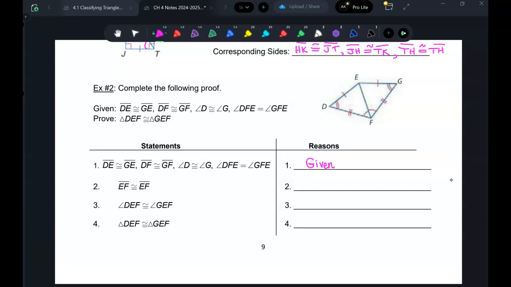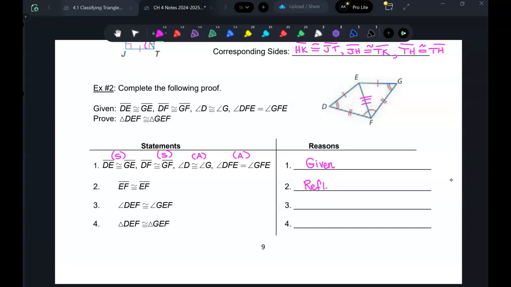Okay, so DE is congruent to EG. Given. DF is congruent to GF. Angle D is congruent to angle G. And these 2 angles are congruent. So far we have a pair of sides, a pair of sides, a pair of angles, a pair of angles. I need one more pair of sides and one more pair of angles. I need 3 and 3. EF congruent to EF. Reflexive.